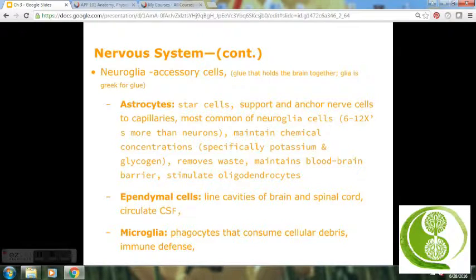Then we have the microglia. This is your second picture. I'm not sure why they have them out of order, but the microglia is the second picture. It's a type of phagocyte that consumes cellular debris. It's also important with the immune defense.